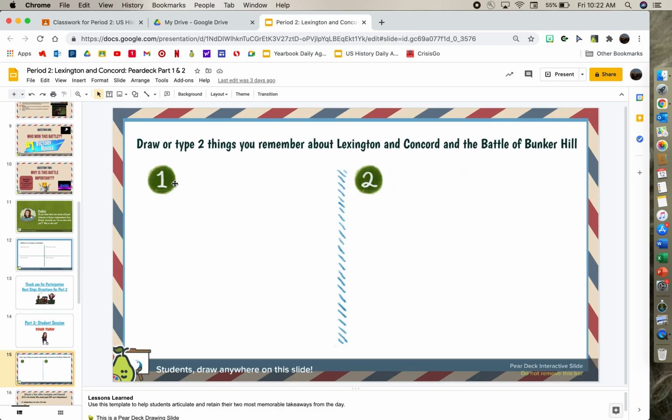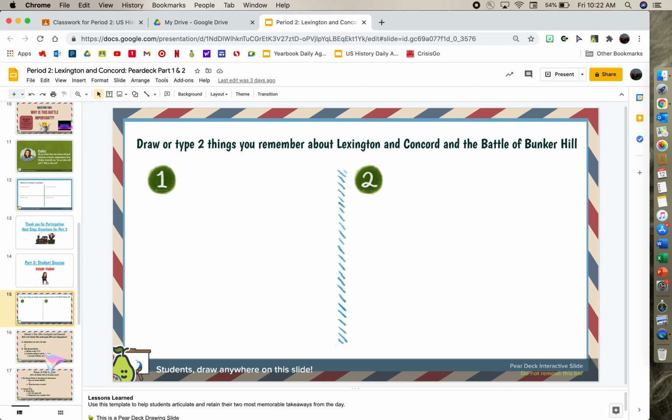The first thing you're going to do is draw or type 2 things you remember about Lexington and Concord and the Battle of Bunker Hill. That will be from the Pear Deck that we did together in class. So 2 things, anything you remember. It could be about the battle itself, it could be something specific, it could be about a person, but you'll want at least 2 things.